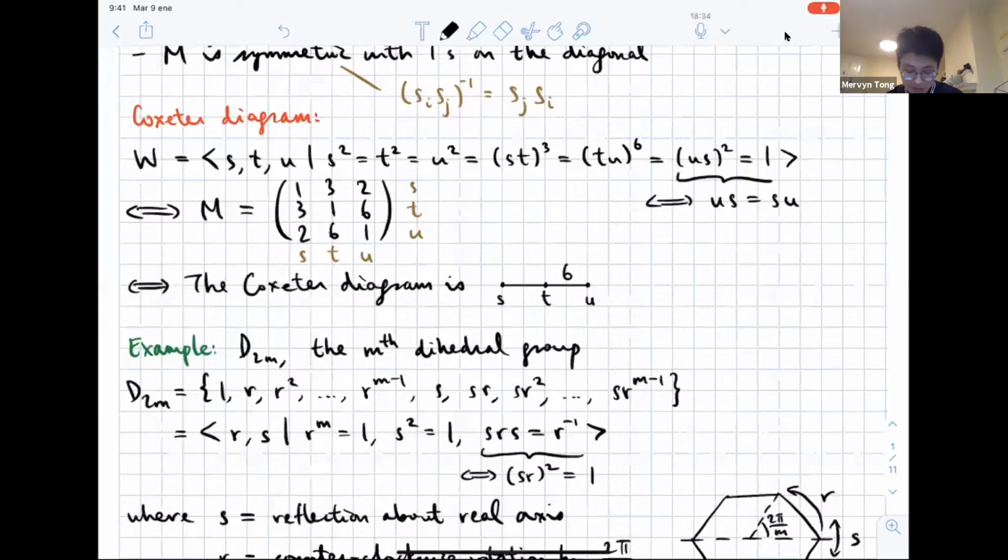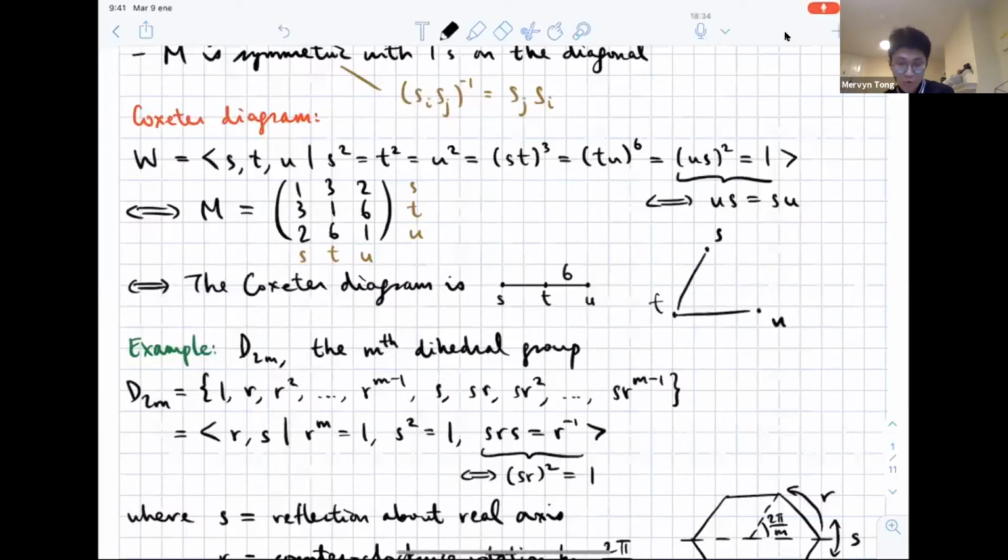where the vertices are the generators. So we've got S, T, and U. And then you put an edge between the generators if and only if they don't commute. So here U and S commute because (US) squared is 1, so I don't put an edge there. But S and T don't commute, so I put an edge, and T and U don't commute, so I put an edge there.